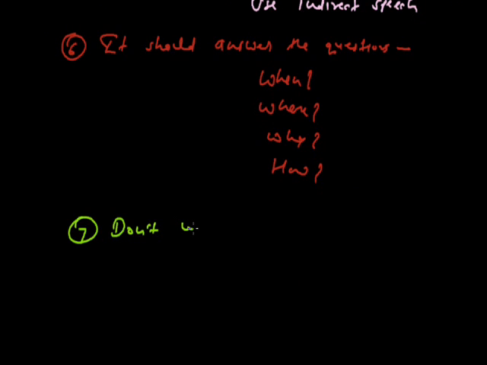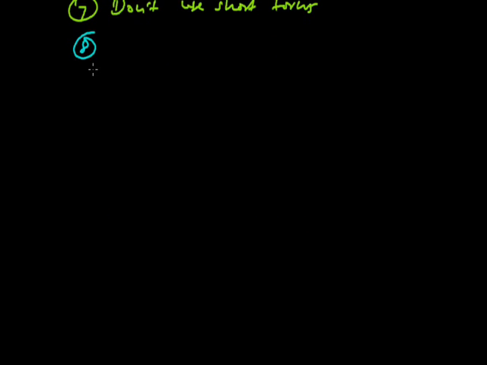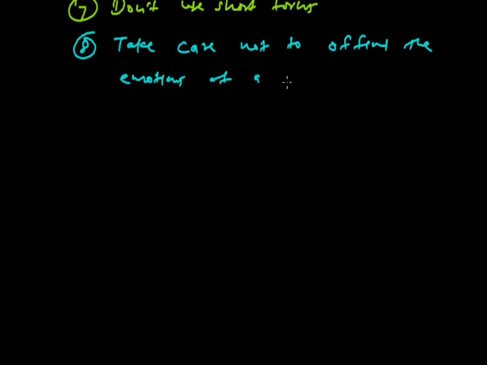Don't use short forms. Because it is a formal writing, you should not use short forms. And then the next important thing is you have to be objective and take care not to offend the emotions of a particular community. So you have to be very careful. This job is to be done scrupulously, not unscrupulously.